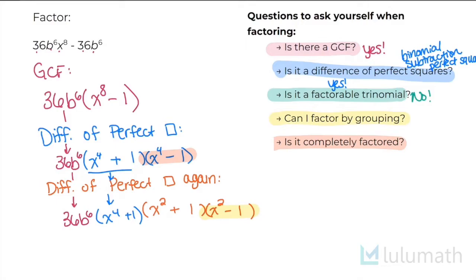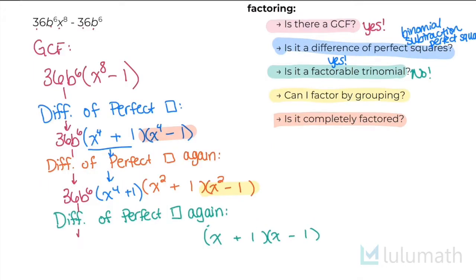at what we have here, this x squared minus 1, it's another difference of perfect squares because it's a binomial, there is subtraction, and we have perfect squares. So when I factor this x squared minus 1, the square root of x squared is x. The square root of 1 is 1. And again, we're going to have a plus and a minus.